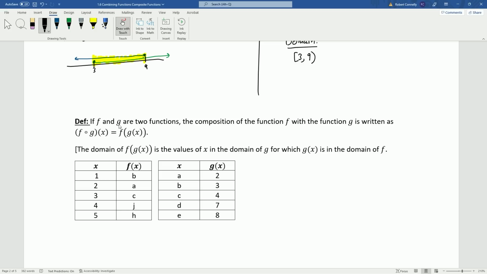So if f and g are two functions, the composition of the function f with the function g is written as f composed with g of x equals f of g of x. Okay, what that means is, remember our order of operations says evaluate what's inside parentheses first. So what this means is evaluate g of x and plug your result into f.